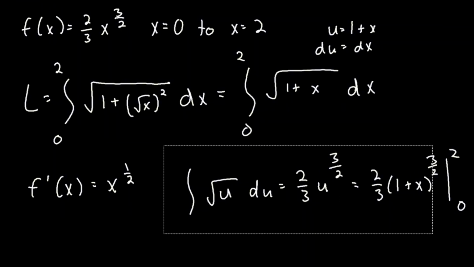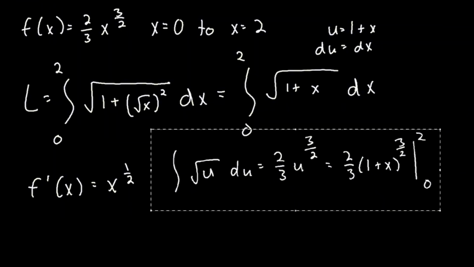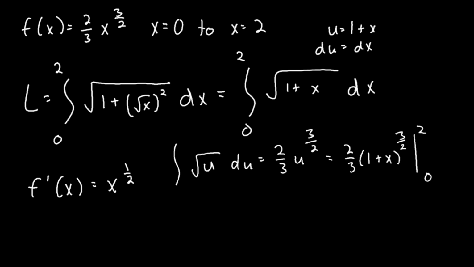So if we plug in 2 and 0 into this, we get 2 over 3 times 3 to the power of 3 over 2. And then if you plug in 0 into here, you get minus 2 over 3 times 1 to the power of 3 over 2. And this is your answer, which is the arc length of the curve.